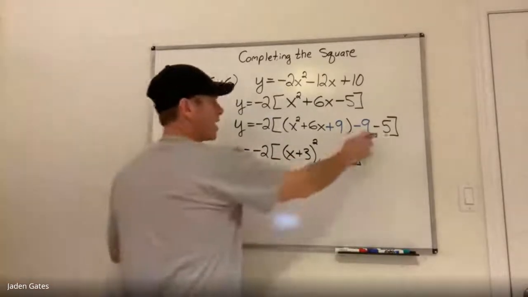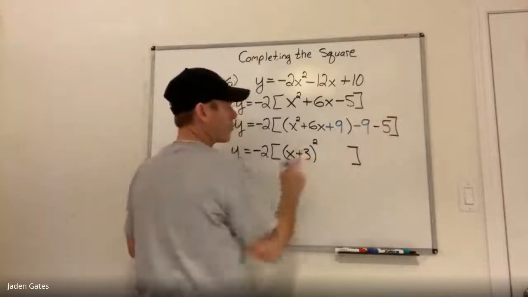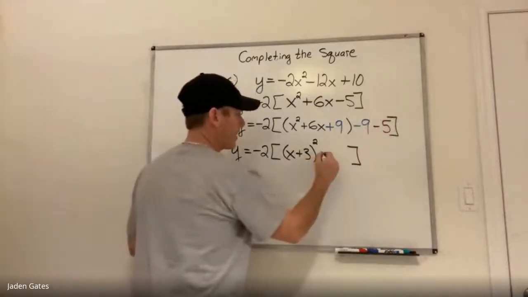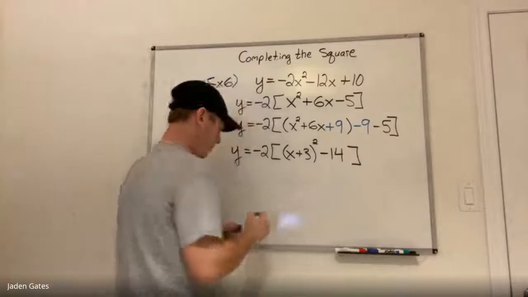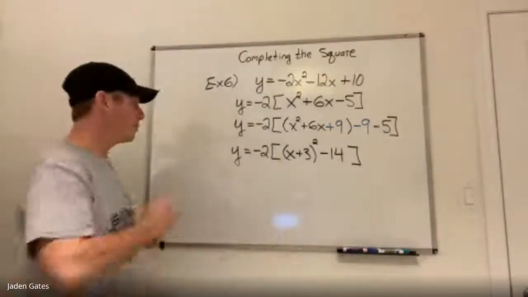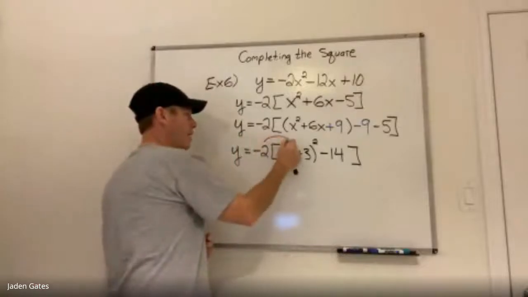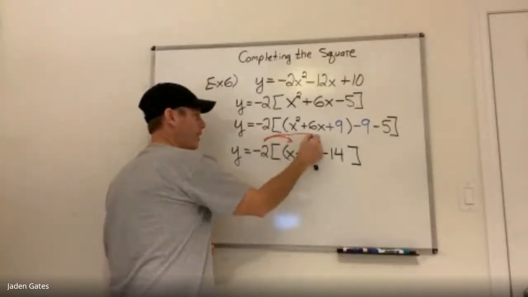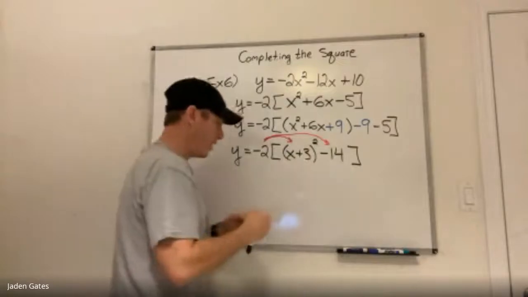All right, and then again, I got my leftover stuff here. So a -9 minus 5 is a -14. There, now the square's been completed. So now my next part, put the -2 back. Rainbow rule, -2 times that big thing, and then -2 times -14.